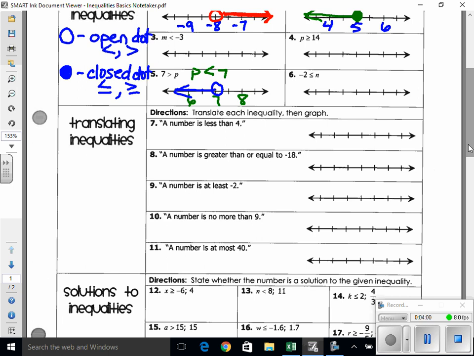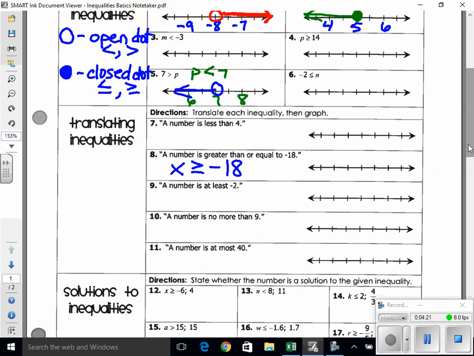So looking at number 8, a number is greater than or equal to -18. Right, so the a number part is your variable. I use the x generically. Is greater than or equal to would be the greater than or equal to symbol, and then -18. Every inequality you write has to have a variable, a symbol, and a number. Without it, it's not a true statement.